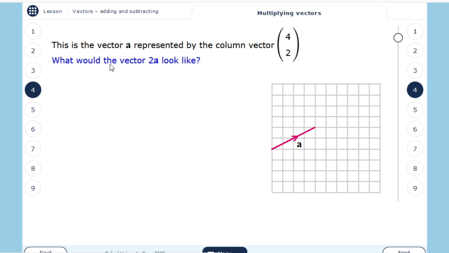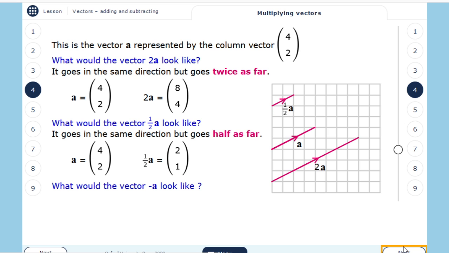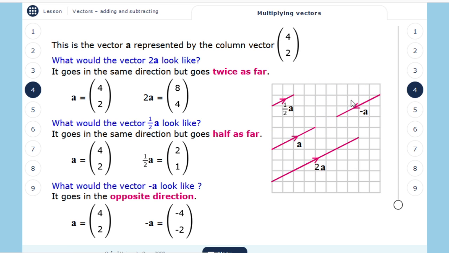Now, this is the vector A, represented by the column vector (4, 2). What would the vector 2A look like? 2 times this A. It would be exactly the same, 2 times bigger. What would 1/2 A look like? It would be exactly the same, but half of it. What would the vector minus A look like? Minus A would be exactly the same as A, but in the opposite direction.